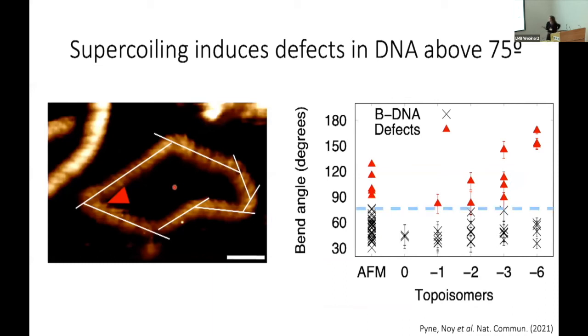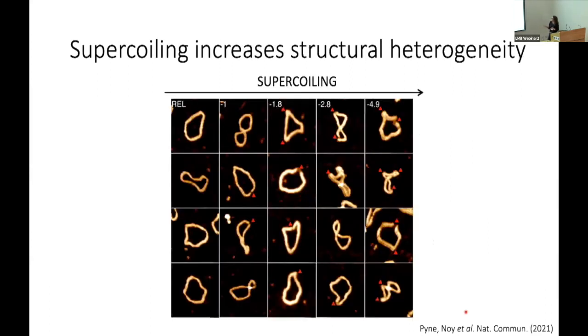spontaneous formation of defects. And the AFM and MD correlate at what level of bending stress this can accommodate before we snap, before we give up completely. But what the MD shows us by being able to interrogate different topoisomers, different levels of negative supercoiling, is that this gets worse and worse the more supercoiling you induce, which you would expect.